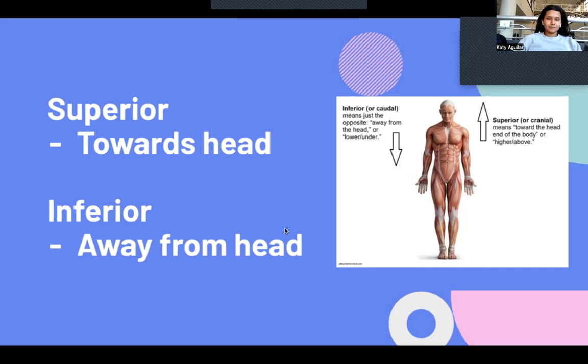All right. Superior is towards the head, inferior away from the head. Super simple. Just remember that this is a reference to the head. Superior can also be named cranial, and inferior caudal. So here's a nice little picture, the beautiful man, once again, standing in anatomical position.